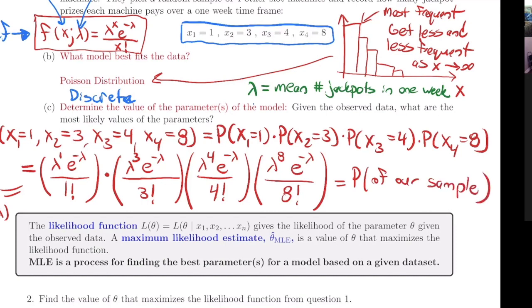And what that formula tells us is the probability of getting our sample from some Poisson distribution with parameter lambda. And we don't know what that value is yet. So we're going to use this to figure out what's the most likely value for lambda. But any questions?